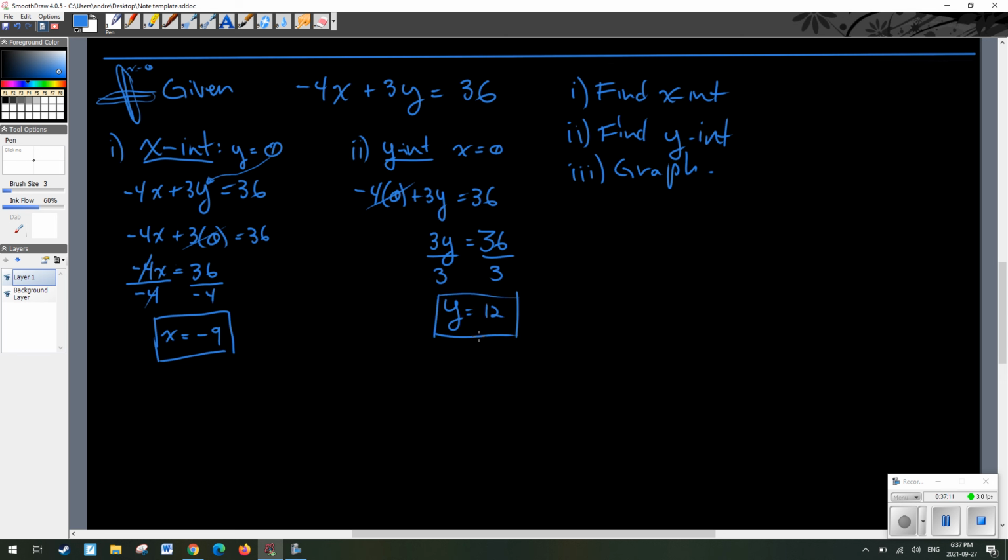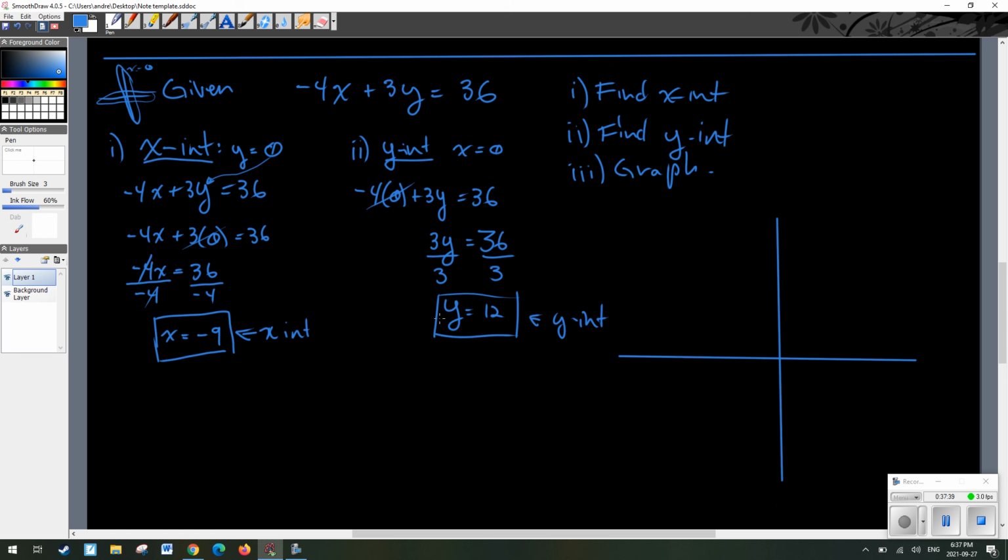So look what we've got. We've got our x-intercept, and we have our y-intercept. So now all I need to do is graph them. Right? So if I want to graph these, let's actually Control Z on that guy. Make it bigger, make it up here. There we go.